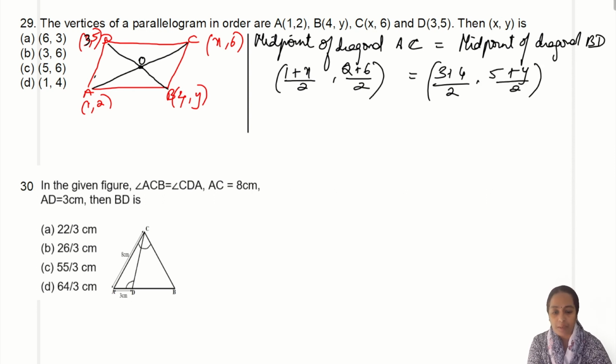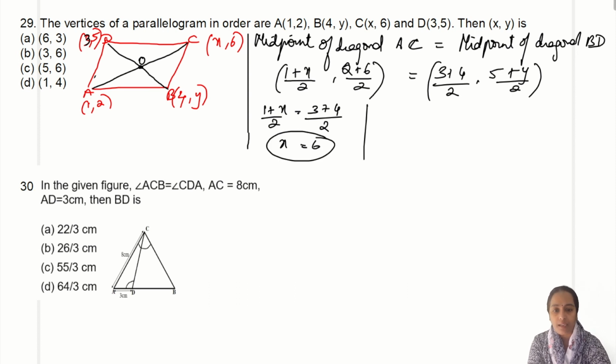So on comparing, I can equate this. (1 plus x) by 2 is nothing but (3 plus 4) by 2. So what do I get as my x value here, children? The 2 will get cancelled. x is going to be 7 minus 1, which is 6.